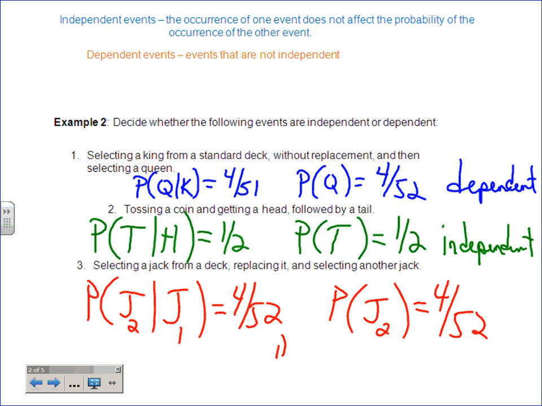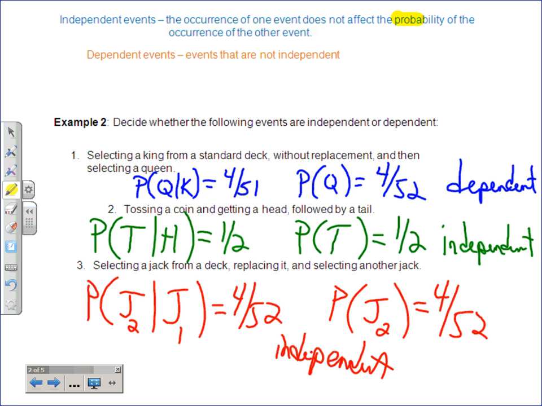Independent. Now, did most of you probably have those answers without doing the probabilities? I'm assuming you did. But as things get more complicated, you're really going to want to, again, focus on that.